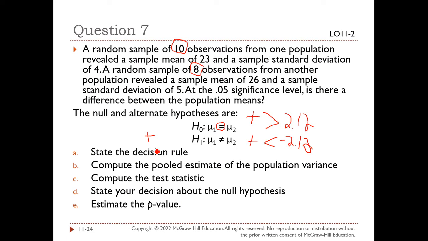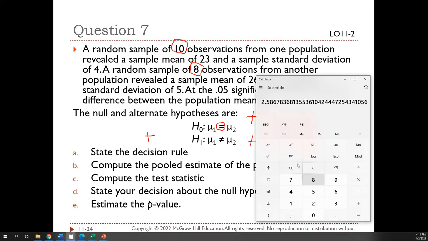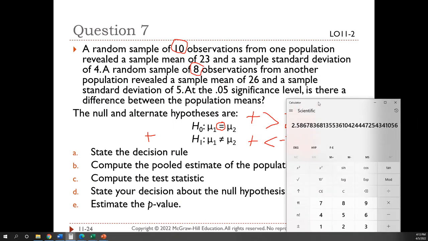One of the fun ones. Alright, so when we do the pool, first let's get our calculator. Alright. So, with the pool in itself, we're going to do this all in pieces. 10 minus 1. That's our first group. And it's going to be multiplied by 4 squared.